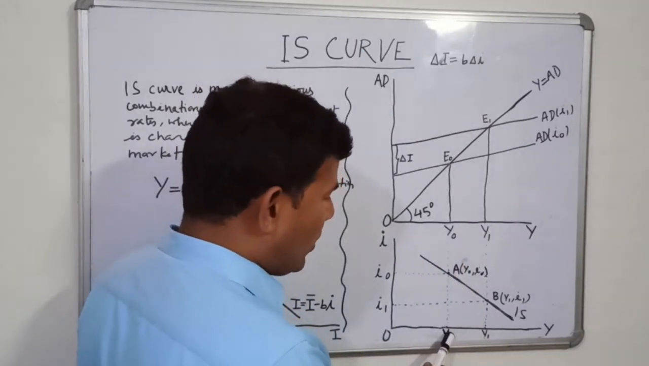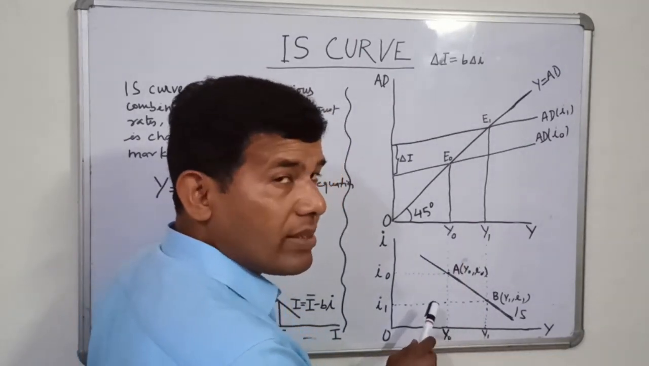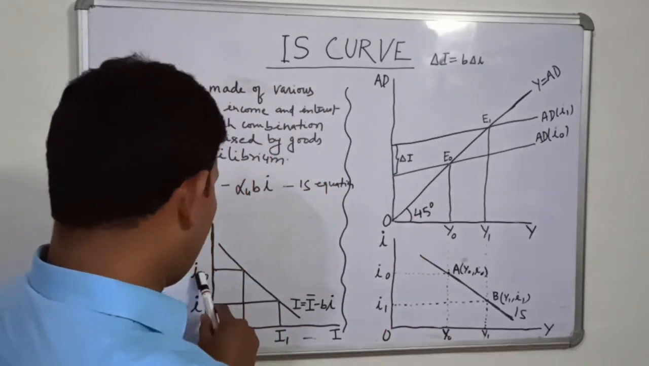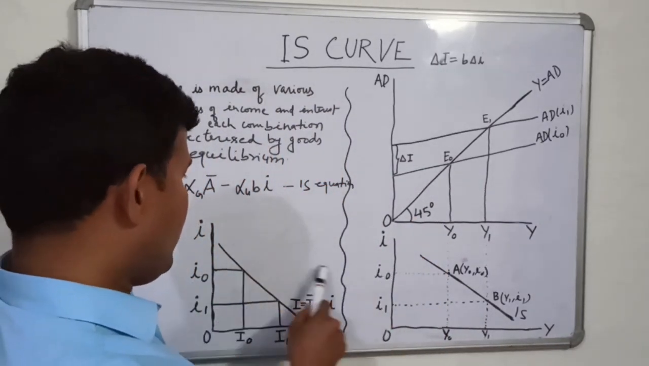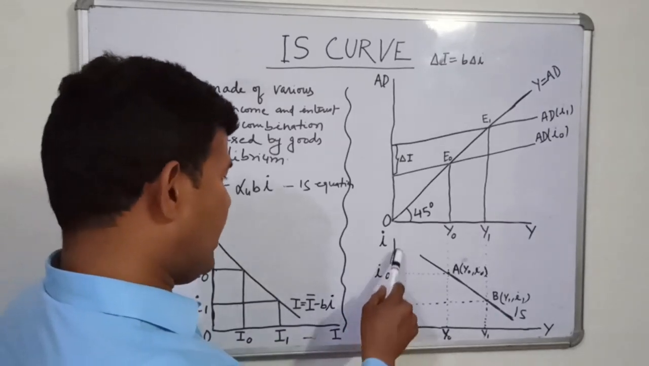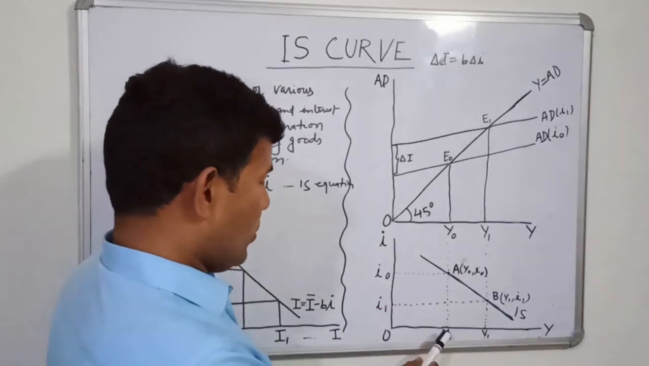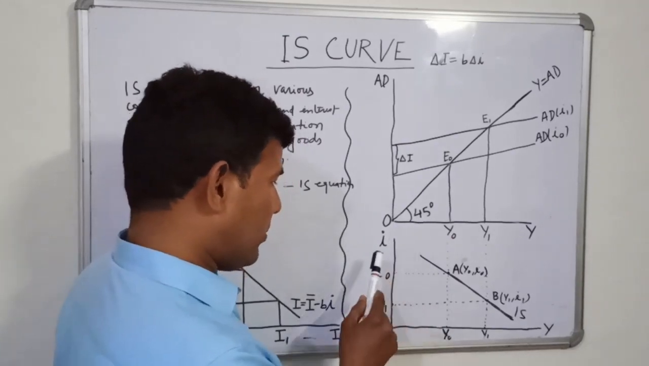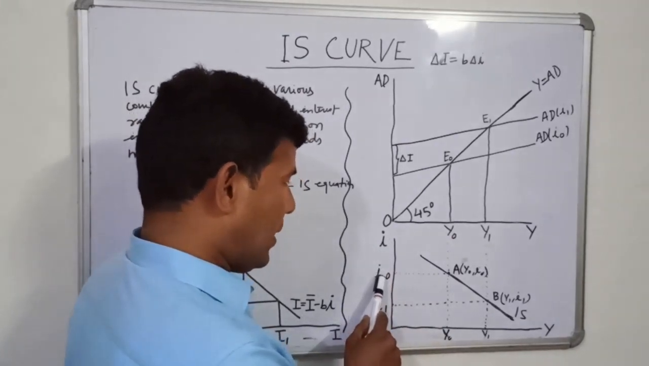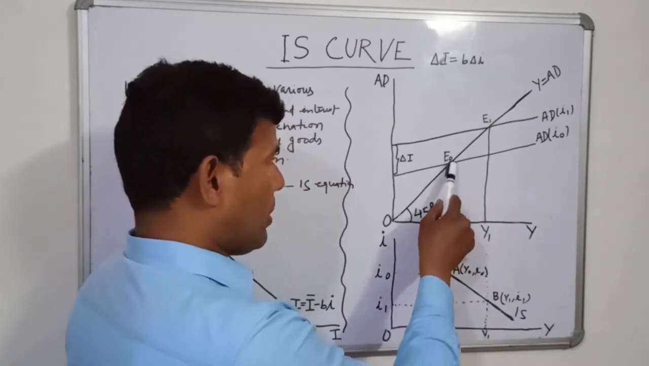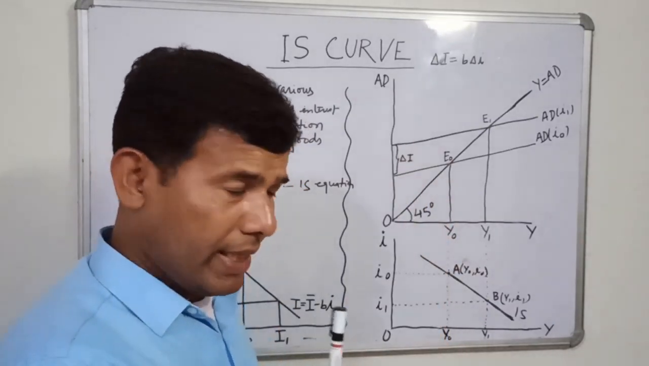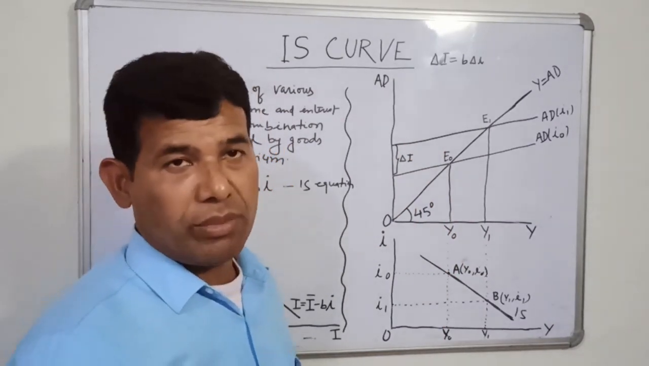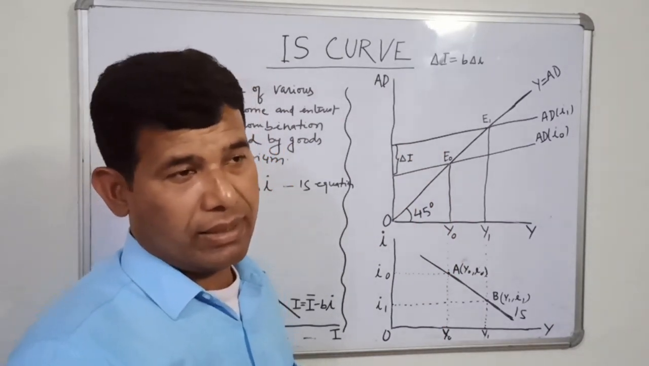Now this Y0 corresponds to which interest rate such that the goods market is in equilibrium? I0, right? So this I0 I have drawn and identified in this diagram over here, right? So this equilibrium level of income Y0 is associated with this interest rate I0 such that the goods market is in equilibrium, right? Now, suppose in the economy the rate of interest changes, right?